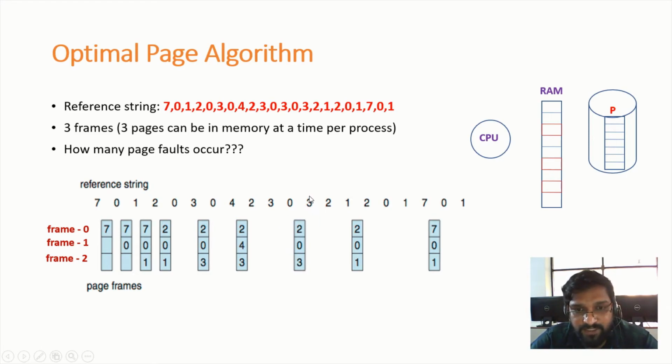Next, CPU is requesting for page number 3, and page number 3 is present inside the RAM. Since page number 3 is present inside the RAM, we are going to call it as a page hit. Next, CPU is requesting for page number 2, and page number 2 is present inside the RAM, and we are going to call it as a page hit. Next, CPU is requesting for page number 1, and page number 1 is not present inside the RAM. Therefore, we are going to call this as a page fault, right?